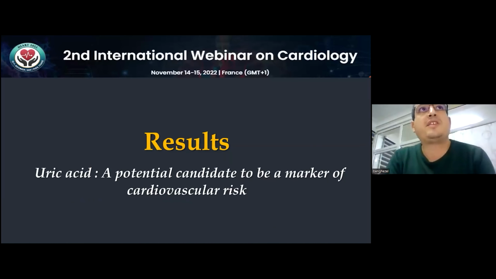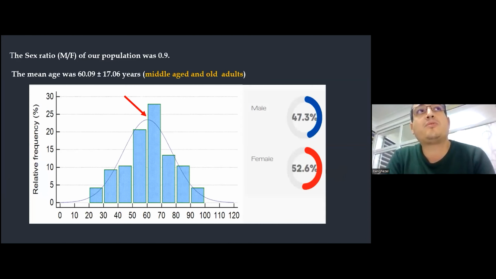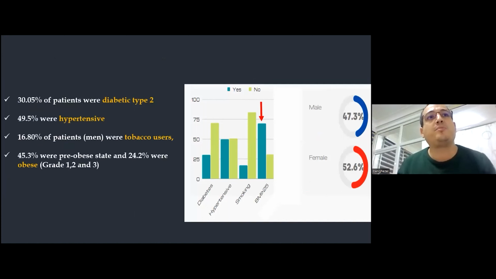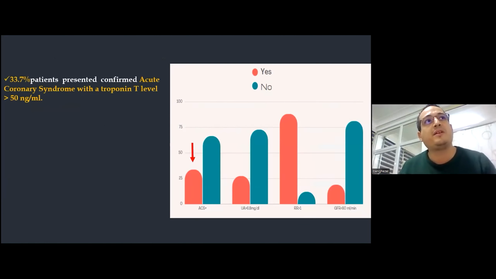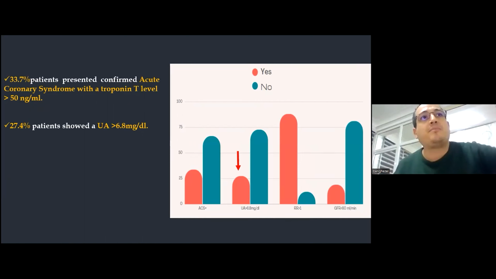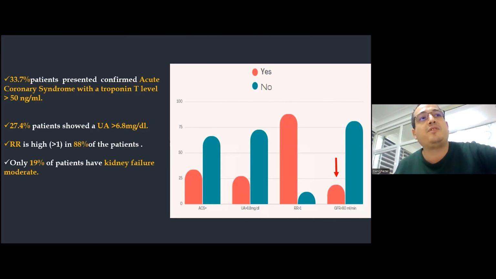Results. The sex ratio of our population was 0.9. The mean age was 62 years. 30% of patients were type 2 diabetic. 49 were hypertensive. 16% of patients were tobacco users. 45 were in a pre-obese state, and 24 were obese. 33.7% of patients presented confirmed acute coronary syndrome. 27% of patients showed uric acid greater than 6.8 milligrams per deciliter. RR is higher in 88% of patients, and only 90% of patients have moderate kidney failure.